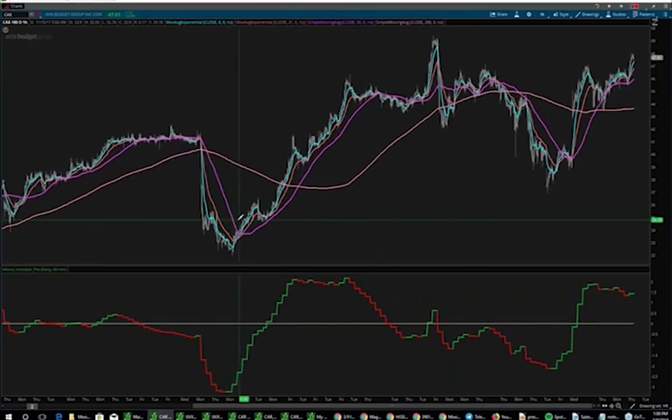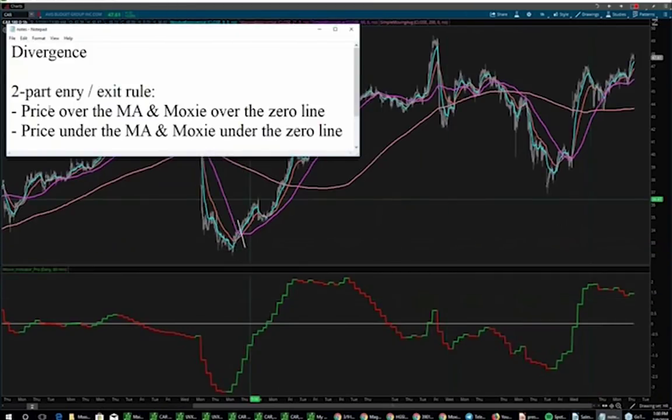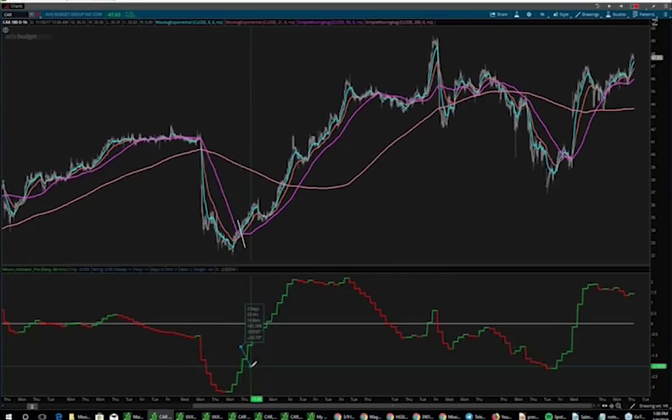Well, how about this? You're saying, well, price went through the moving average. Did we go in? No. Because again, back to our checklist, we have price over the moving average, but we don't have the Moxie indicator over the zero line. In fact, it's still down here. So what does price do? It runs, okay, but then it pulls back right into the moving average. And look at this point. Price doesn't start moving until the indicator crosses zero. Isn't that cool? And then you go up and up and up.